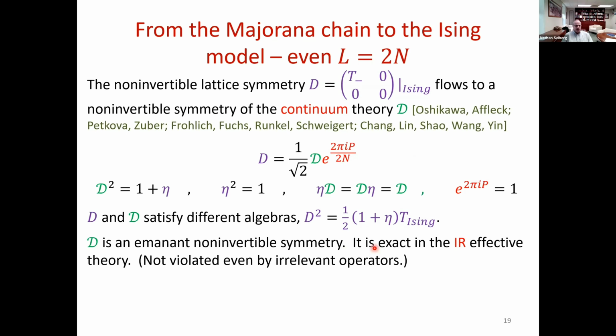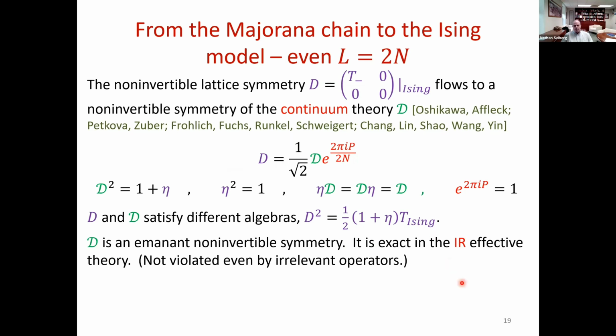So this D is a non-invertible symmetry. It emanates, this curly D in green is a non-invertible symmetry. It emanates from the lattice D. And again, it is exact in the infrared theory.